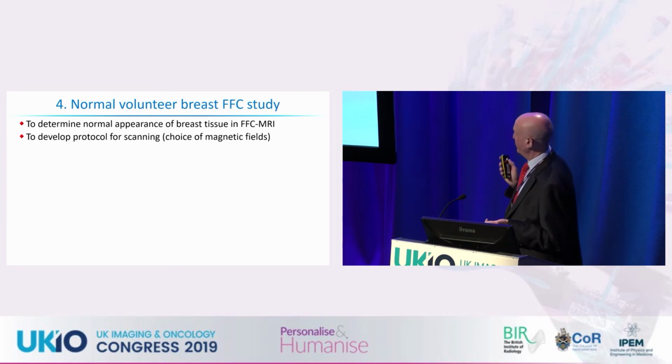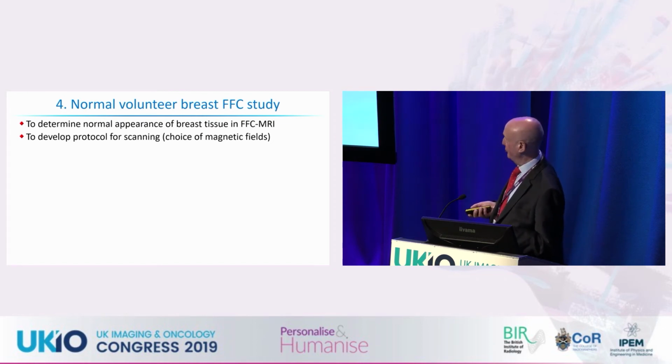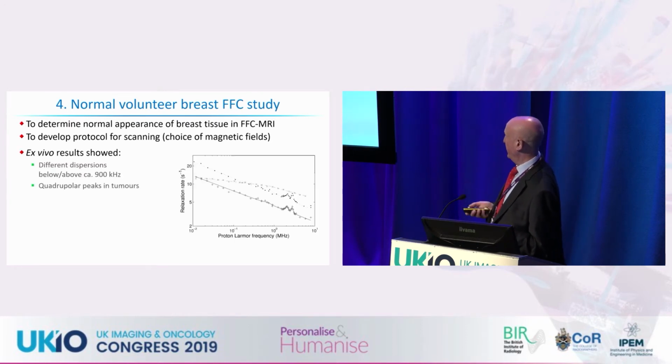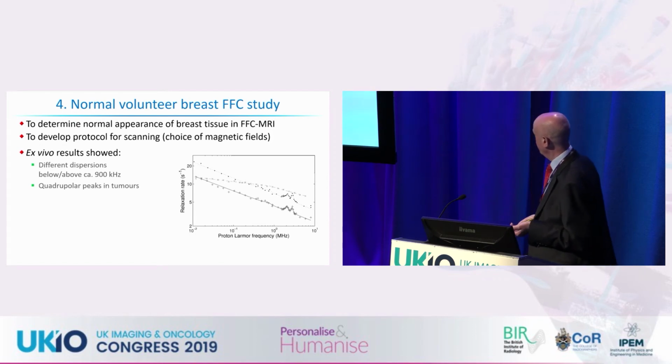And we also wanted to develop an optimum protocol for scanning, which involved choosing the magnetic fields that we would scan at. If you remember back to the ex vivo breast cancer studies, I showed previously these curves of the relaxation rate 1 over T1 as a function of magnetic field strength, and I showed that the curve for normal tissue was very different to the curve from cancer and that from peripheral tissue.